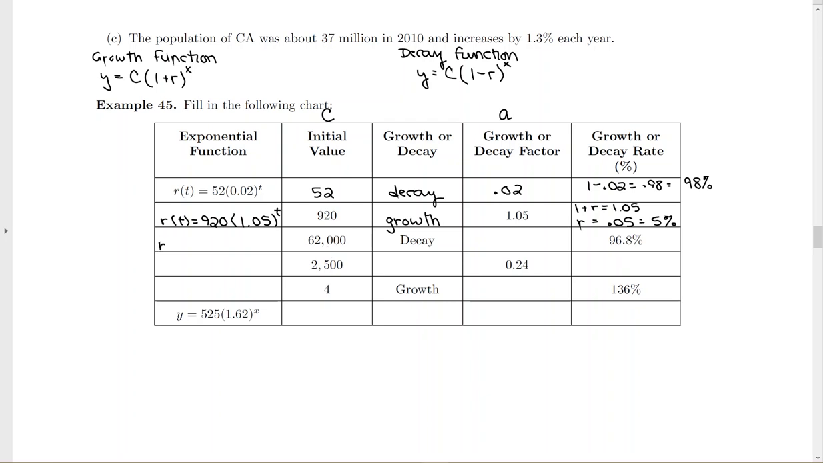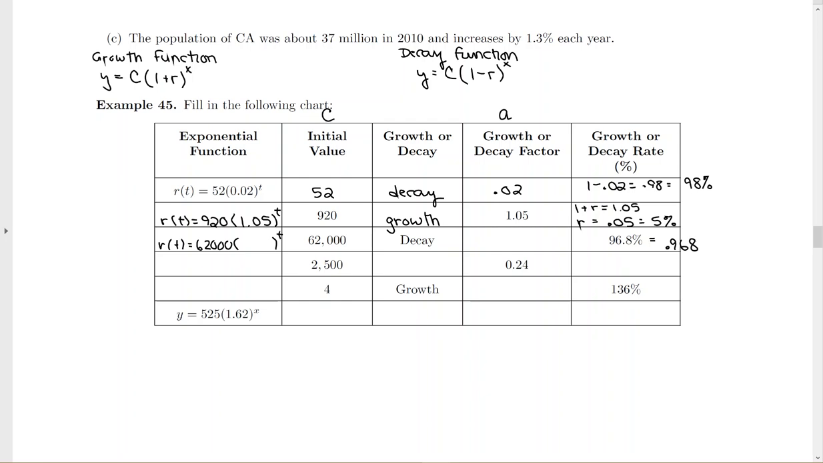So it's going to be R of t equals 62,000 times something to the t. It's decay, so I know whatever number I put in here has to be less than 1. Now this is our decay rate. So percents don't work well with us. We have to change them to decimals.